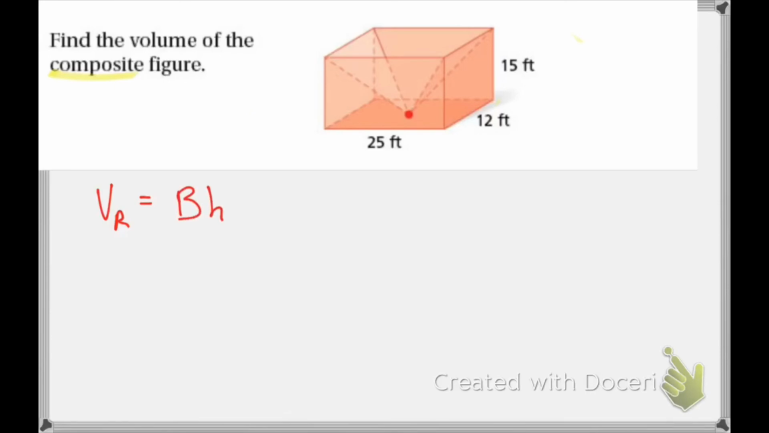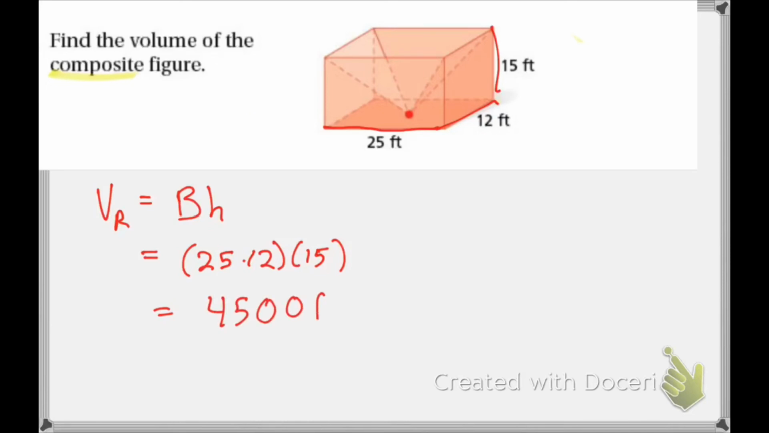Calculate the area of the base and multiply it by the height. Well, the area of the base is 25 times 12, and the height is 15. So that gives you 25 times 12 times 15, which is 4,500 feet cubed for the volume of the rectangular prism.